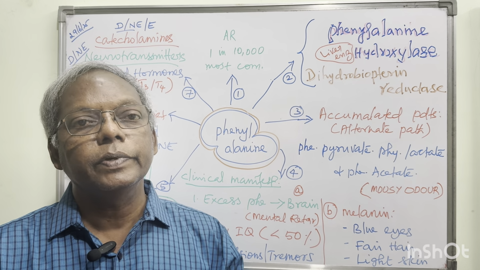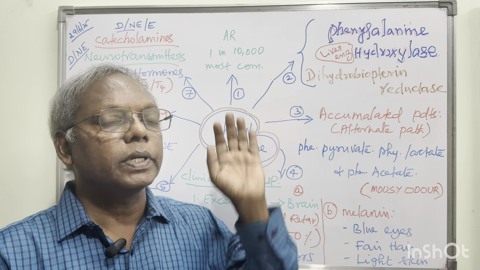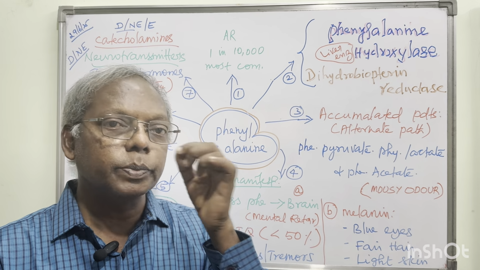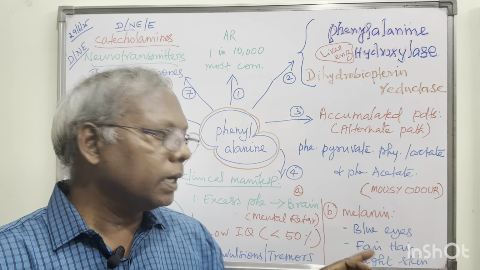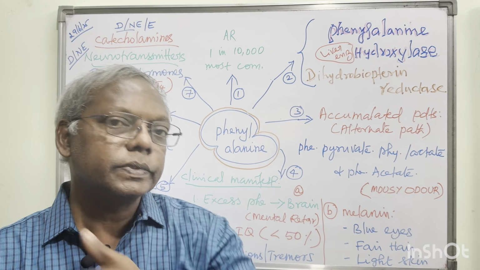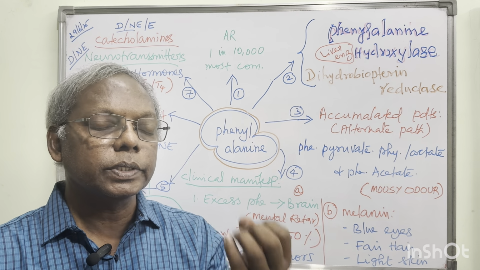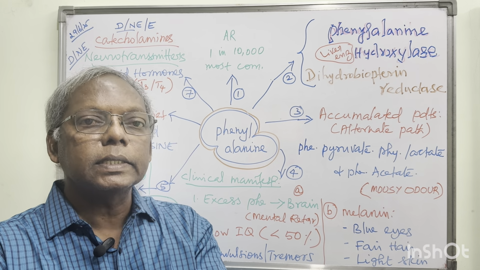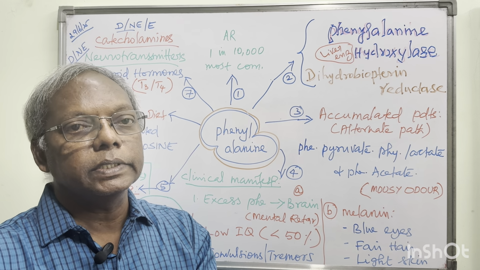Coming to melanin, a very, very important defect produced by phenylalanine hydroxylase deficiency in phenylketonuria. The patient will have blue eyes because of decreased deposition of melanin. Fair hair, because of the deficiency of melanin, they have yellowish, pink, brownish or white hair. Third is light colored skin, because of the deficiency of melanin.